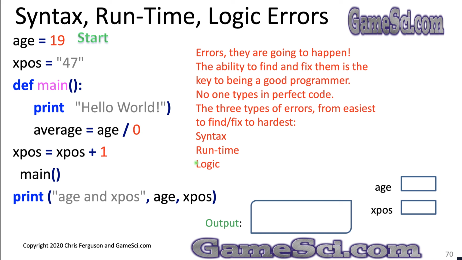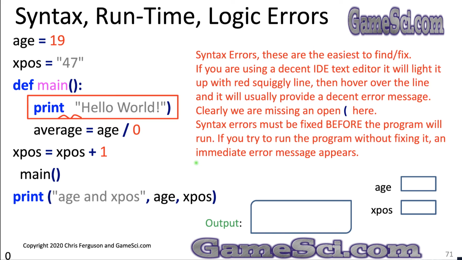The program to the left here has problems. It intentionally has problems. Let's see how we can fix them. Start with the easy one, syntax errors. They're the easiest to find and fix. If you are using a decent IDE text editor, it will light up with a red squiggly line, then hover over the line and it will usually provide a decent error message. Clearly what we're missing here is an open parenthesis. Syntax errors must be fixed before the program will run. If you try to run the program without fixing it, an immediate error message appears.